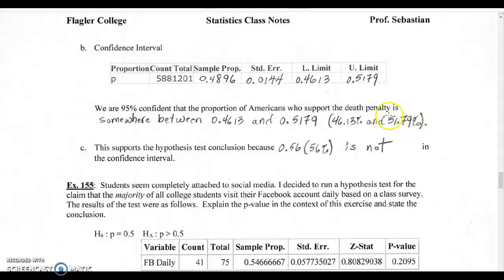So since 56% is above this, not inside this confidence interval, it supports the same conclusion as the hypothesis test, which is that we have enough evidence to reject that p is actually equal to 0.56 and it's different than 0.56.